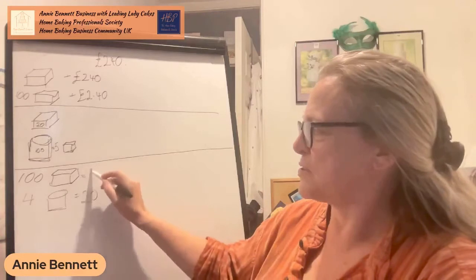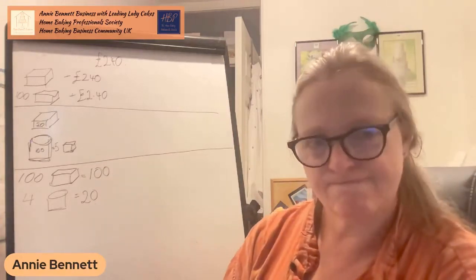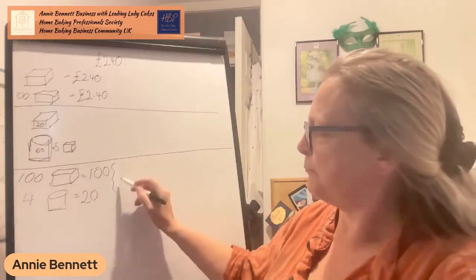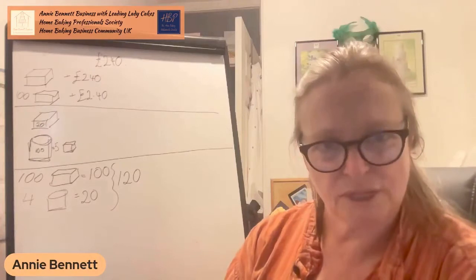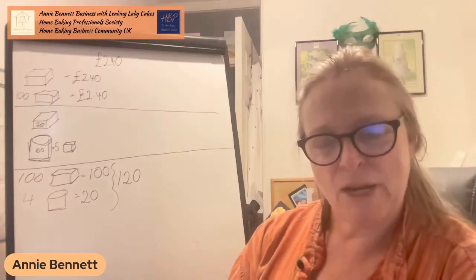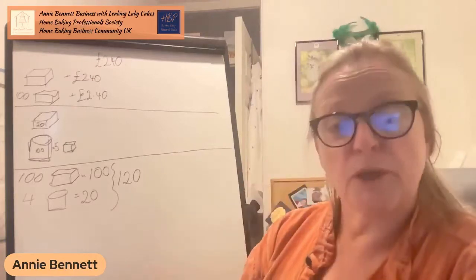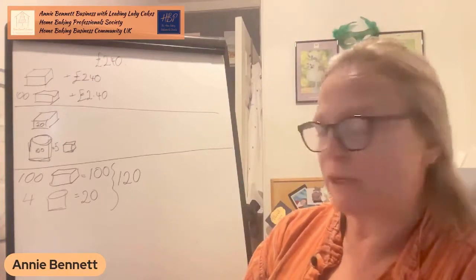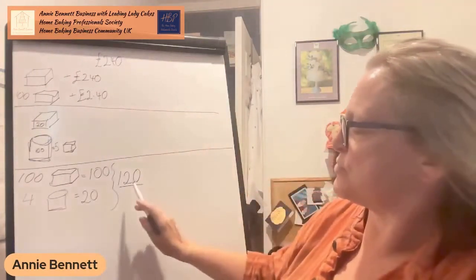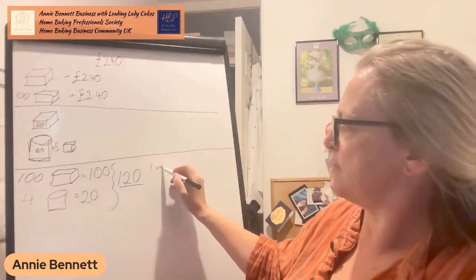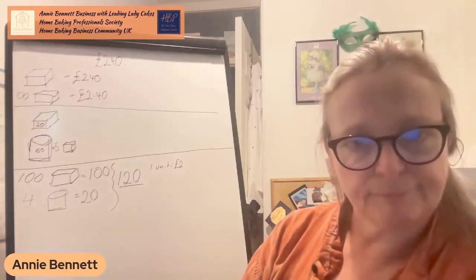Okay. So that is 100 units. That is actually 20 units. So altogether, you've got 120 units. Right. So when you're costing, when you're pricing, okay, you're dividing 240 by 120. So 1 unit equals £2.